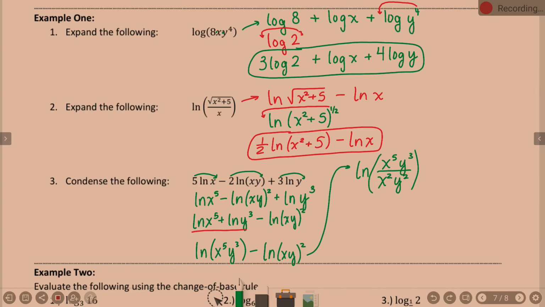Now, it just comes back to basic algebra rules. What do we know about basic algebra rules? Fifth minus x squared equals x cubed. Mm-hmm. And y cubed minus y squared is y. So when you divide x to the fifth divided by x to the second, you keep the base of x the same, and the shortcut is to subtract the exponents, right? Yeah. So this becomes natural log of x to the third, y to the first, or in other words, just y.